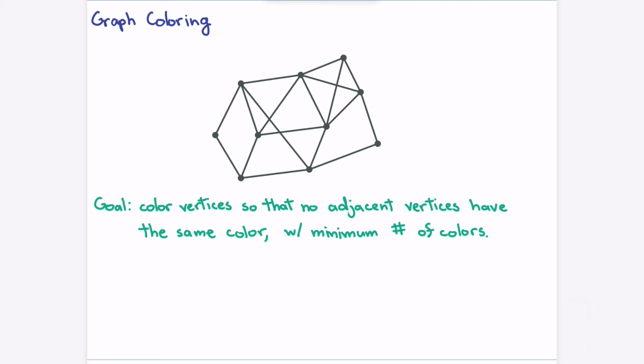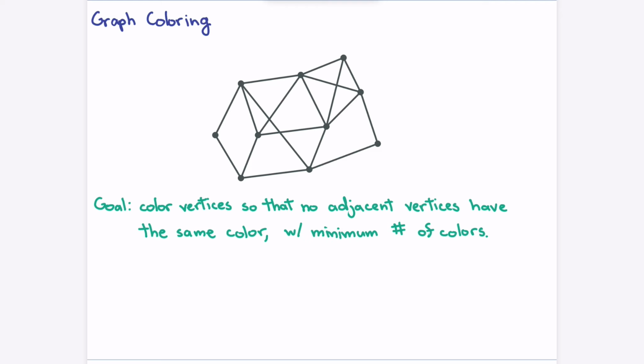So, graph coloring. I give you an undirected graph, and the goal is to color the vertices. So I can put red here, blue here, green here, so that if I look at any edge, the two endpoints have different colors. So I want to color vertices so the endpoints of an edge have different colors, and I want to use as few colors as possible.